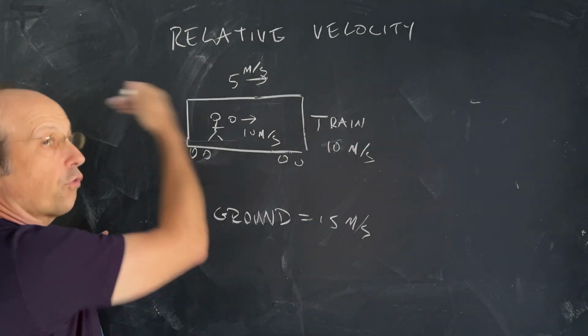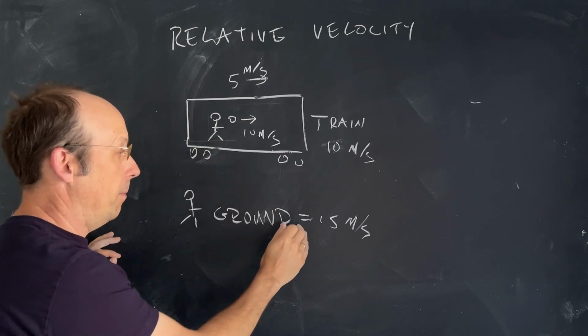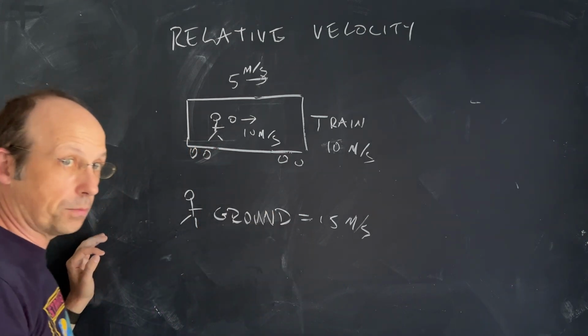What if I threw it back this way? Then it'd still be 10 meters per second with respect to the train, but this person would see it as negative 5 meters per second.